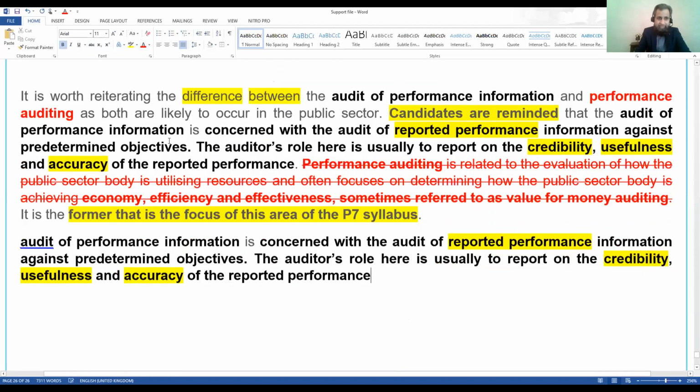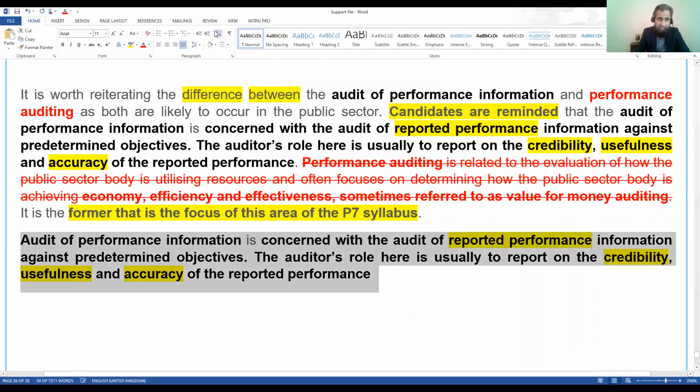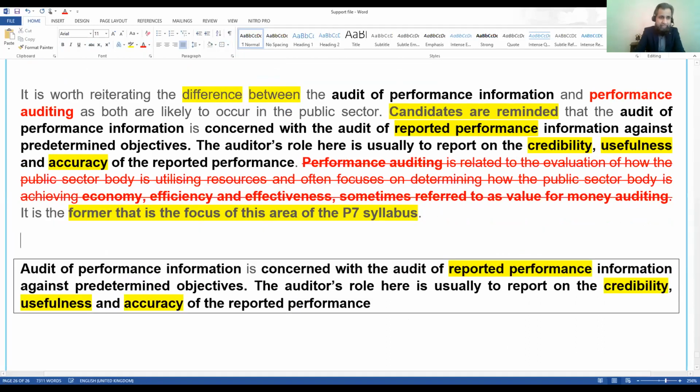Look at this. This is key for you to survive the AAA paper. Let me put this here in a box, and this is the key for you, right? This is the key for students. You should know this. Audit of performance information is concerned with the audit of the reported performance, which is by the management, against the predetermined objective.